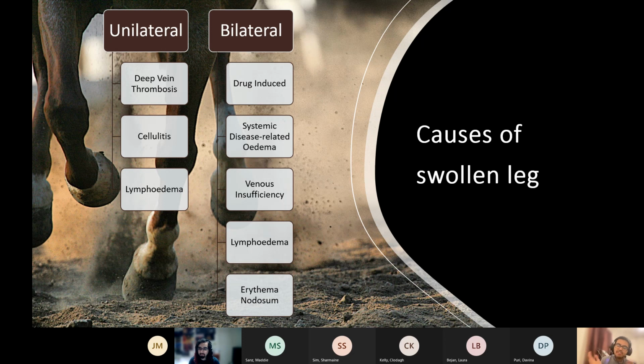Unilateral or bilateral? Yeah. As with anything in medicine, there's lots of different ways of categorizing things, and categorizing things helps you remember them. Specifically for legs, a really good way to think about it is: is it unilateral or is it bilateral? So if we go back to DVT, does a DVT generally cause a unilateral swollen leg or a bilateral swollen leg?